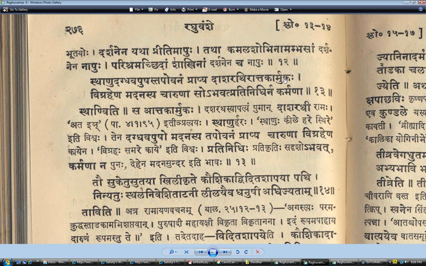I hope so. So sthanu dagdha vapushas tapovanam prapya dasharathir rattakarmukaha vigrahena badanasya charuna sobhavat pratinidhir na karmana. Okay, let's see what we can do. So you can see the padanvaya down there. See the padacheda down there.